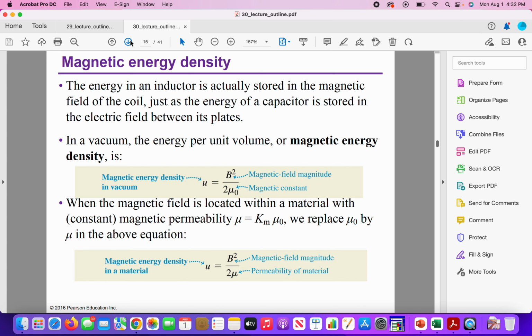And if we have the magnetic field inside a material, a different material, then the permeability is going to be mu equals K magnetic times mu 0, and then we replace the mu 0 in the above equation by mu.